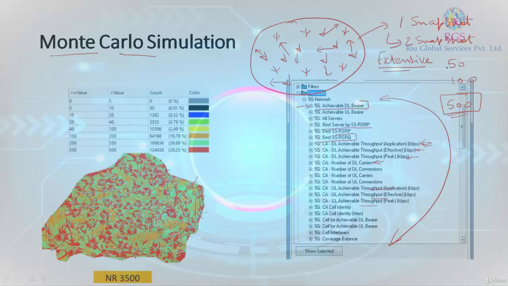When you reduce the number of snapshots, let's say you are running it for 10 snapshots, the coverage accuracy is low. When you increase the number of snapshots, your coverage reliability and accuracy increase. That is about the Monte Carlo simulations.